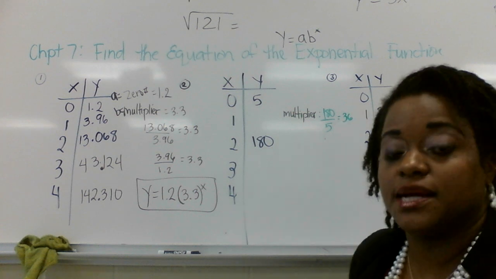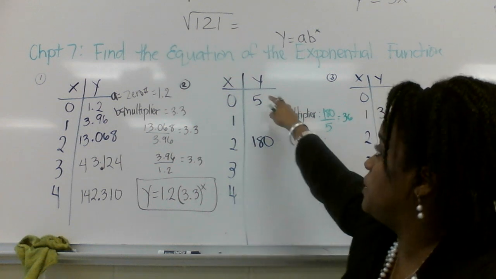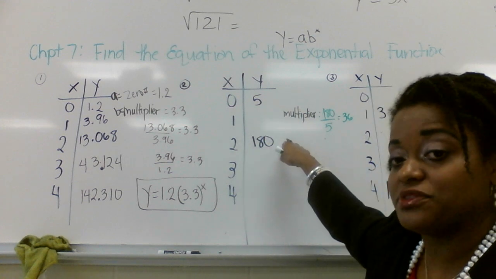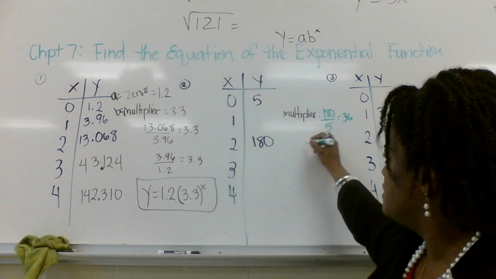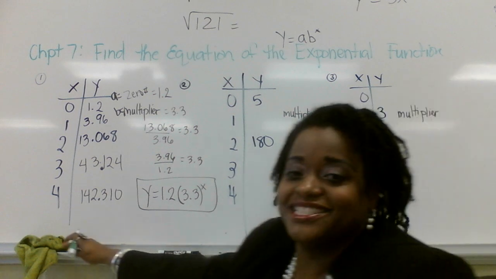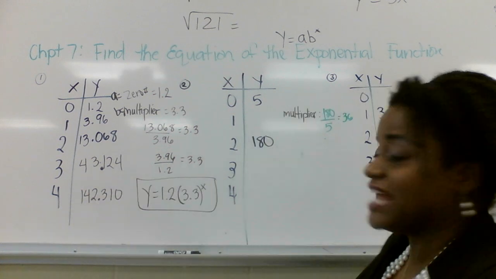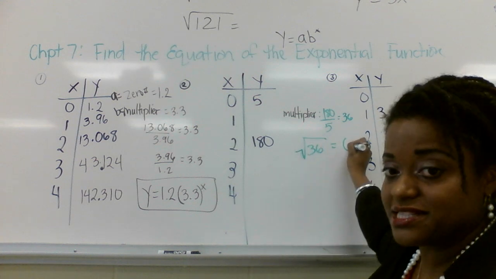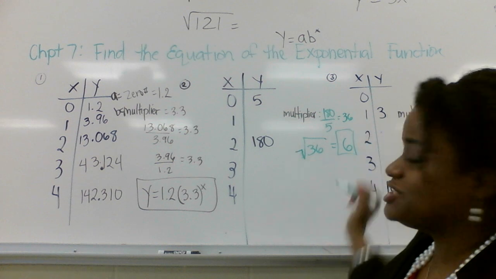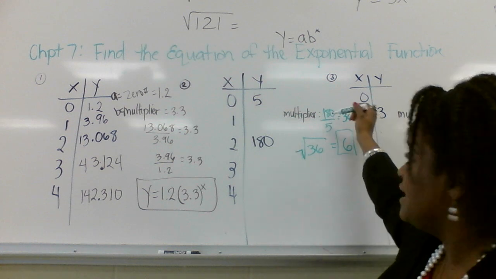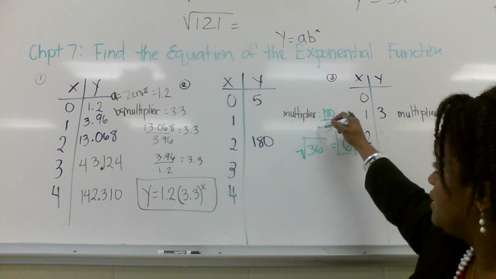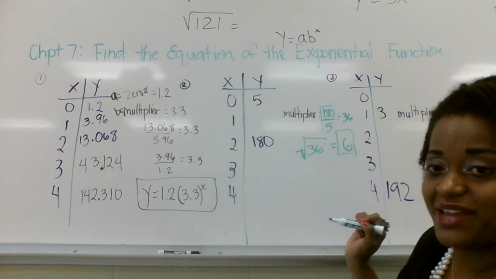Okay, now how many jumps did we go from 5 to 180? We went 1, 2. So we're going to take the second root, or the square root of 36. The second root is just the square root of 36, which is 6. That is your multiplier. So we take the division and we take the square root of this whole thing, okay?